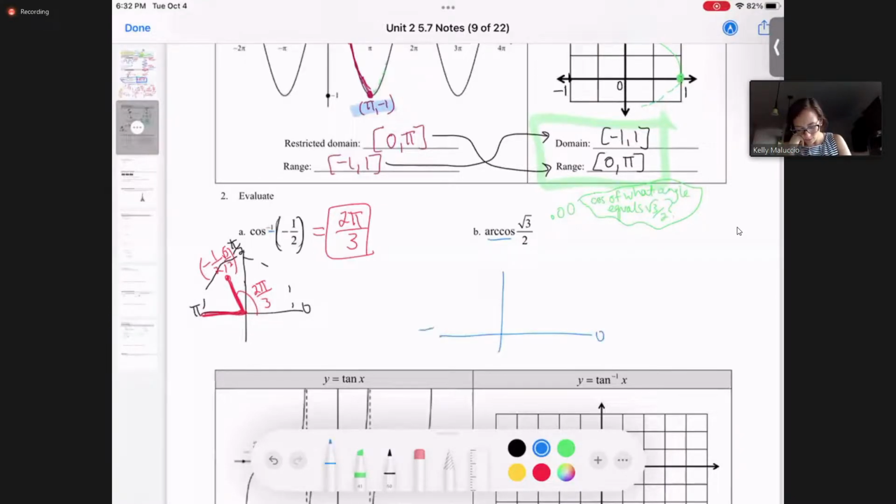I'm going to look from 0 to pi over 2. I know I want positive square root 3/2, so the point should be positive square root 3/2, 1/2. This is going to be the point I'm looking for. And I think it's pi over 6, the other one. So this should be pi over 6. Yay.